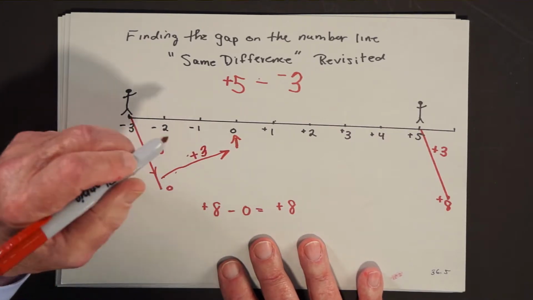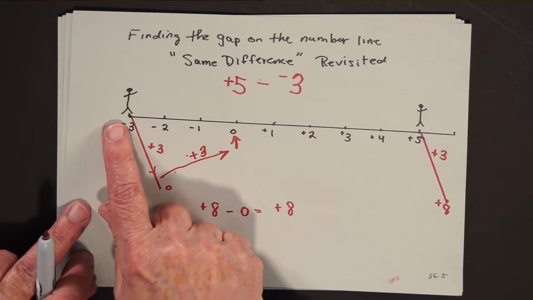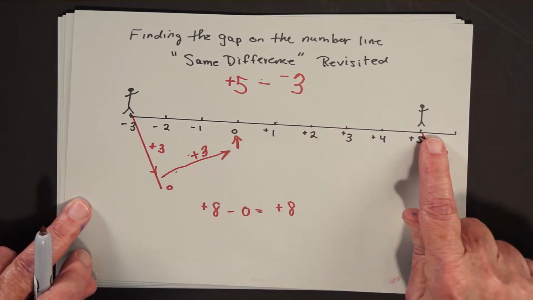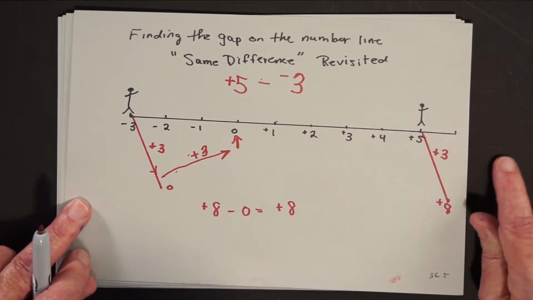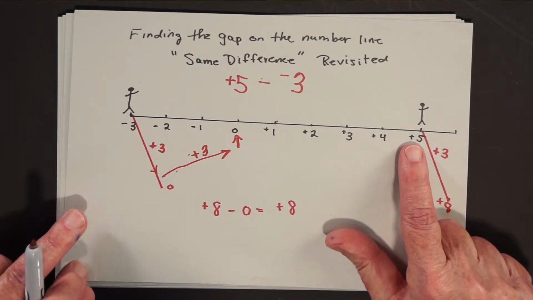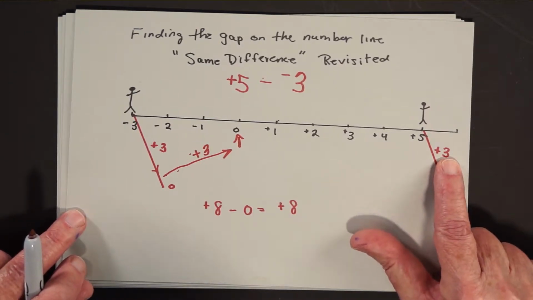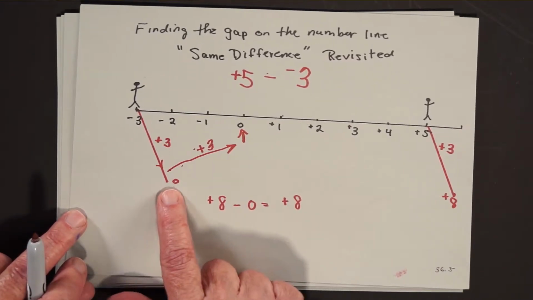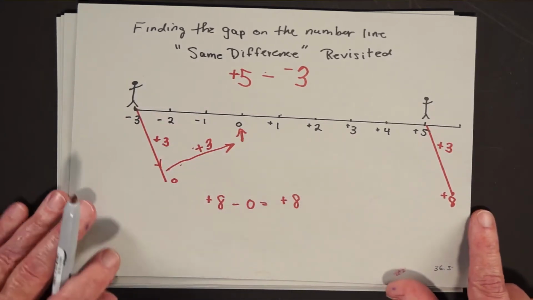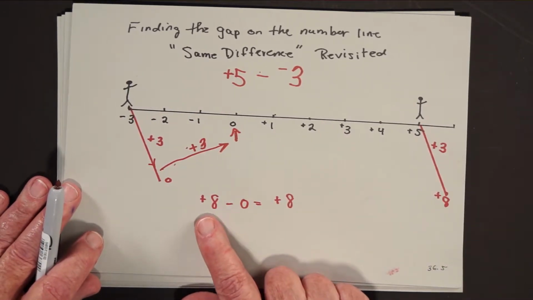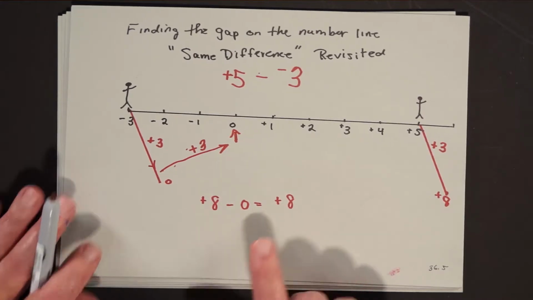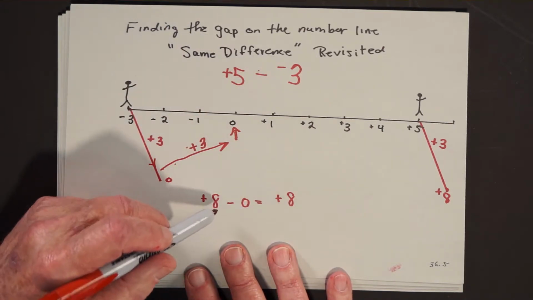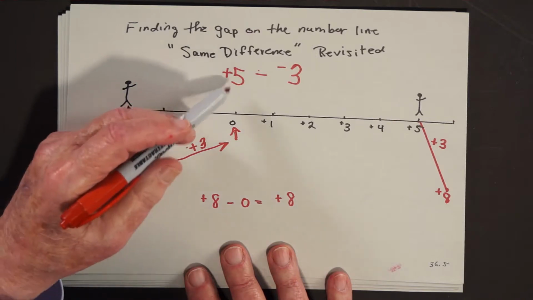positive 3. Now, to keep the gap the same, if this person moved 3 units to the right, this person at positive 5 also has to move 3 units to the right. That means he started at positive 5 plus positive 3, which is positive 8. And so now the distance is what? One person is at 0, the other person is at positive 8. The directed distance is what? Positive 8 minus 0, which is positive 8. In other words, positive 5 minus negative 3 doesn't look like positive 8 minus 0, but it's the same gap.